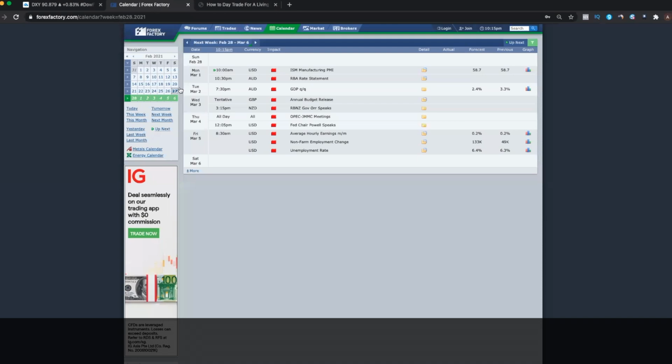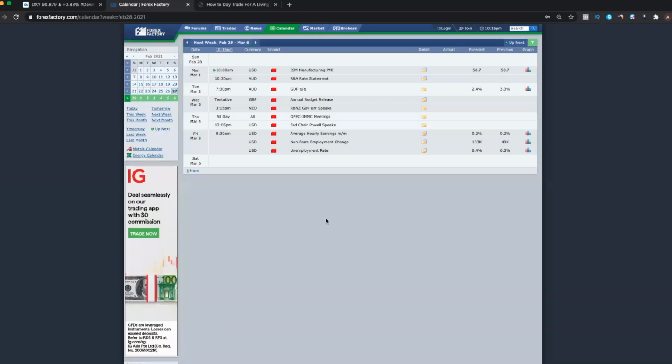Now, with that being said, let's go into this week's analysis and what we can expect. So as always, we start off with the Forex Factory Economic Calendar. So what do we see? We see that next week there is the RBA rate statement, there is the Fed Chair speak, and we have the NFP over here, which is the non-farm employment change. So it's going to be a very difficult week to trade.